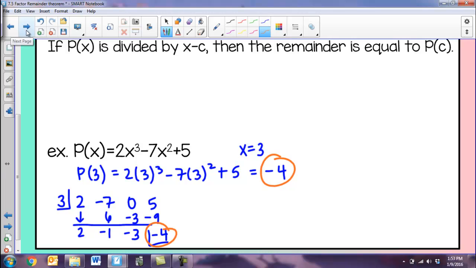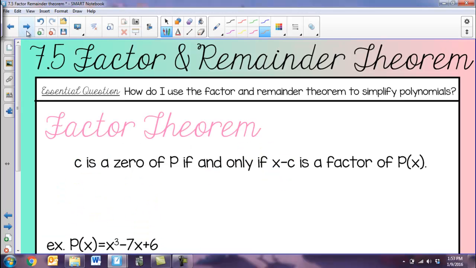Now we're going to talk about the factor theorem. And the factor theorem is something that you've been using. It's just really useful to know how you can go back and forth between your points. So the factor theorem says c is a 0 of p, a polynomial, if and only if, which you might abbreviate as iff, x minus c is a factor of p of x. Let's go ahead and write that down.